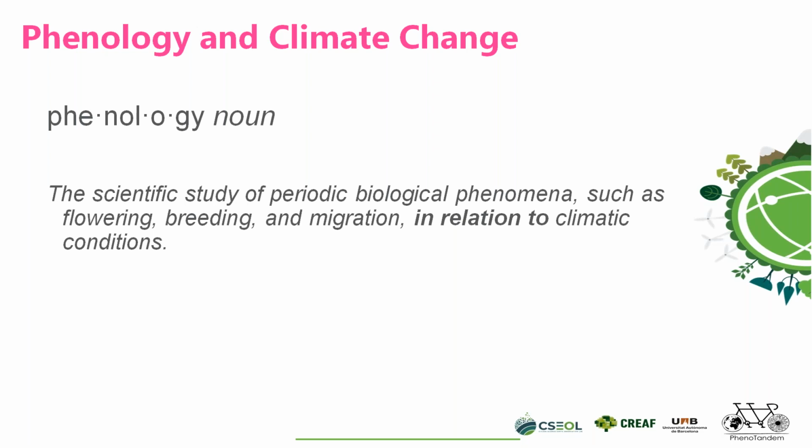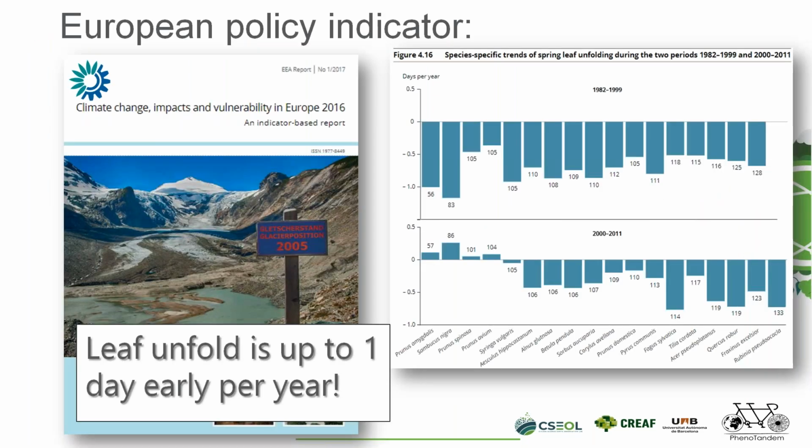So that's exactly the definition of phenology, and it has become one of the climate change European policy indicators. We are seeing in Europe that leaf unfold is up to 1 day earlier every year. So that's a lot, because there are only so many days in the year. In the end, if we project that over tens of years, we are going to see even seasons disappear.